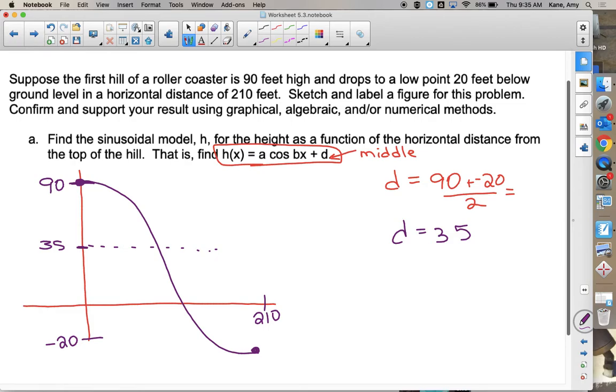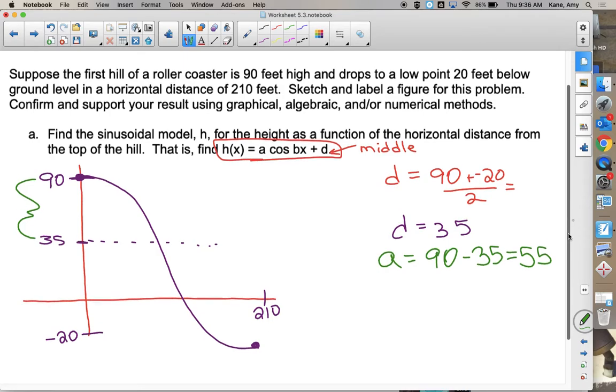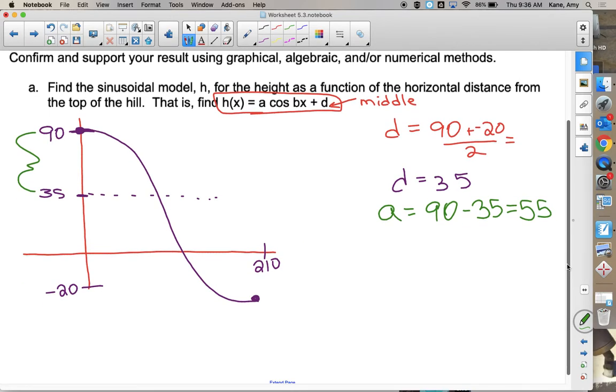Dylan, once you have D, then how can you find A? Yeah, so the high point from the middle would be A. So Dylan, 90 minus 35. It is a number. 55. All right, the last thing we have to do is find B. So we have an A and we have a D. What is the B? What does that mean? What does that affect? What does it do?